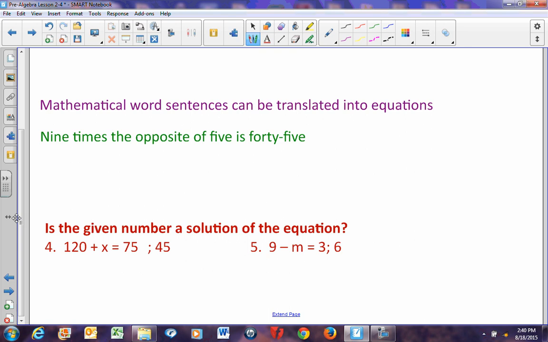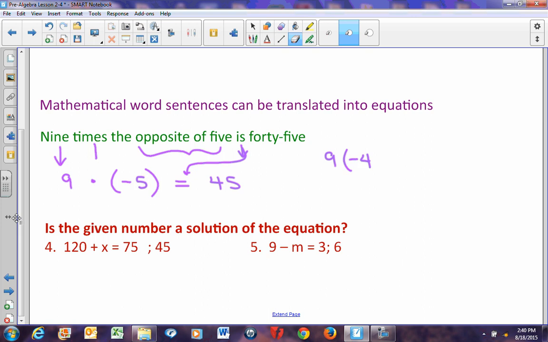9 times the opposite of 5 is 45. I'm just going to translate this. 9 is 9. Times means multiply. The opposite of 5 is negative 5. Is means equals. And 45 means 45. To neaten this up, we have 9 times negative 5 equals 45. It doesn't matter if that's true, false, or open at this point in time. It's been translated into a mathematical equation.